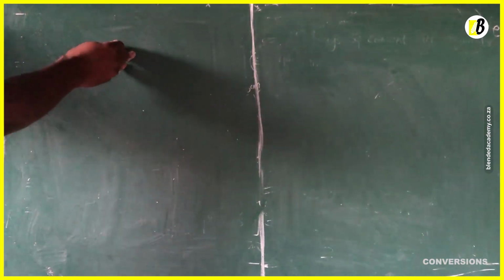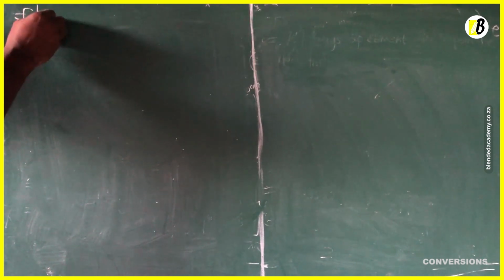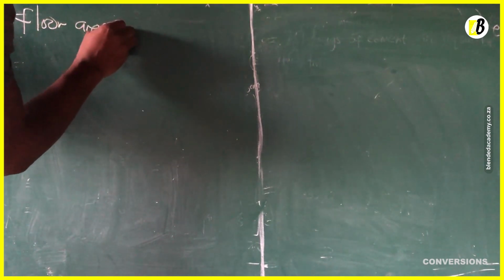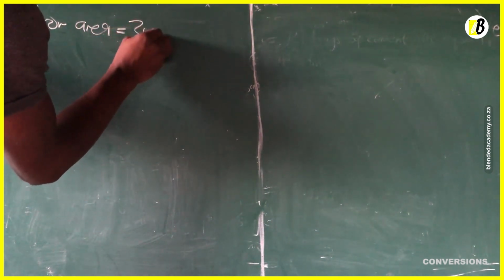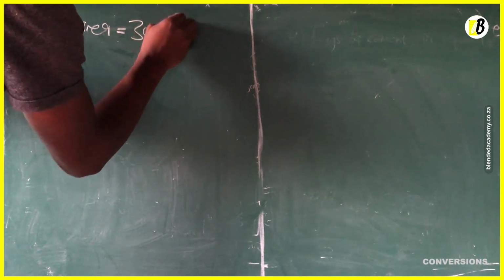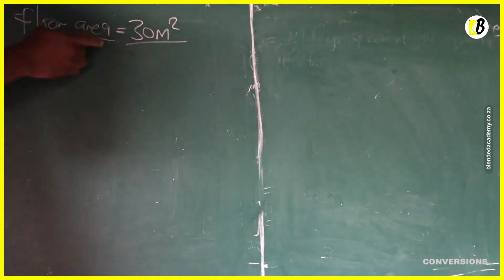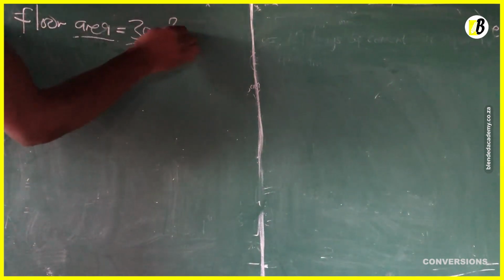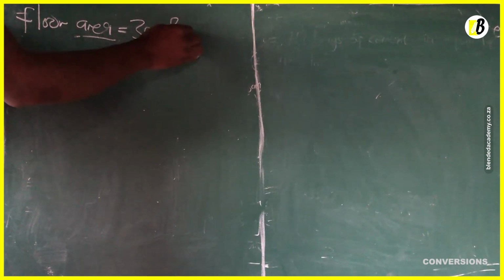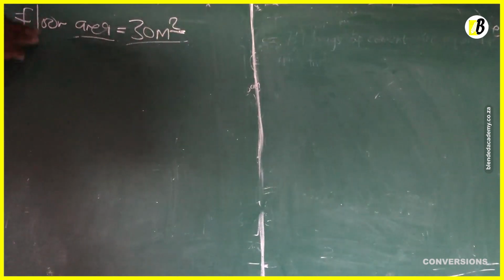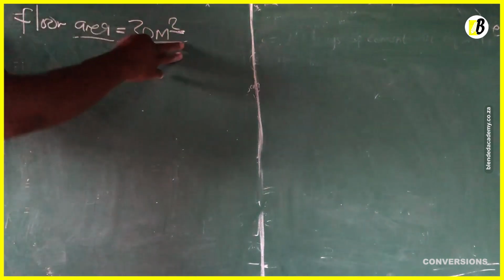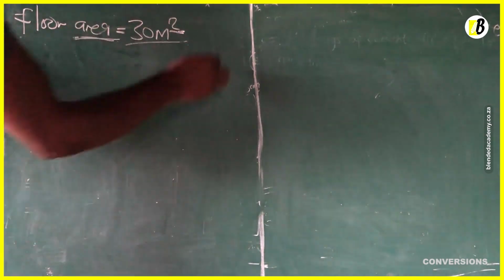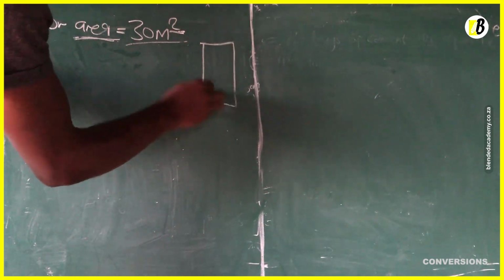So, the example is as follows. We have the flow area, which is 30 meters squared. Remember, when we talk of area, it's always equated to square, as opposed to the volume, which is equated to cubic. So that is our flow area.